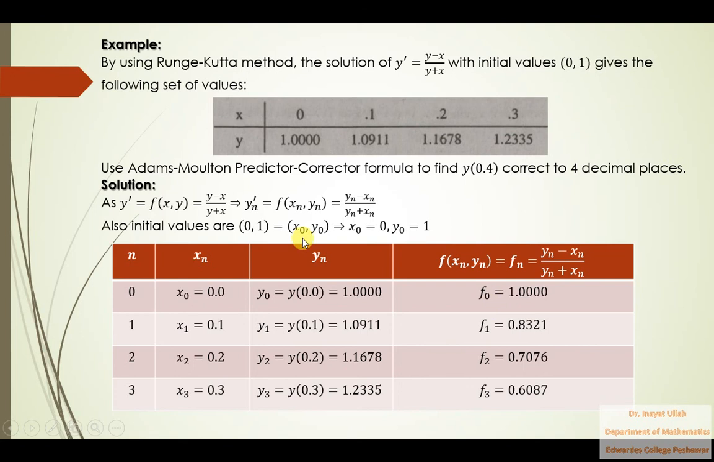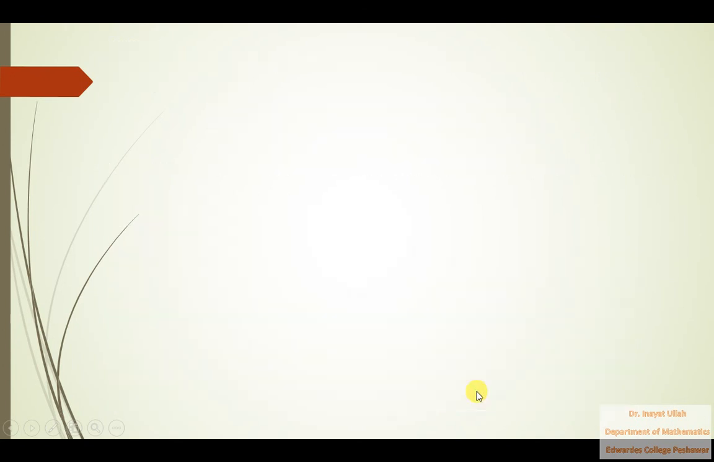And we calculate this function for these given values of y, which was discussed in the previous lecture, how we could calculate this function whenever n is equal to 0. That is (y0 minus x0) divided by (y0 plus x0). This is x0 and this is y0. Putting these two values in this formula, you will get f0. Similarly, f1, f2 and f3.